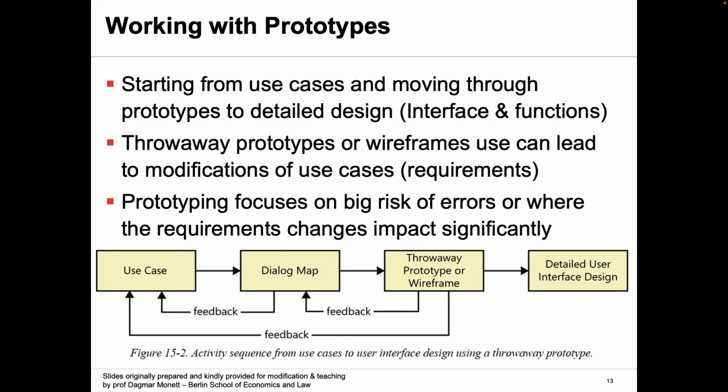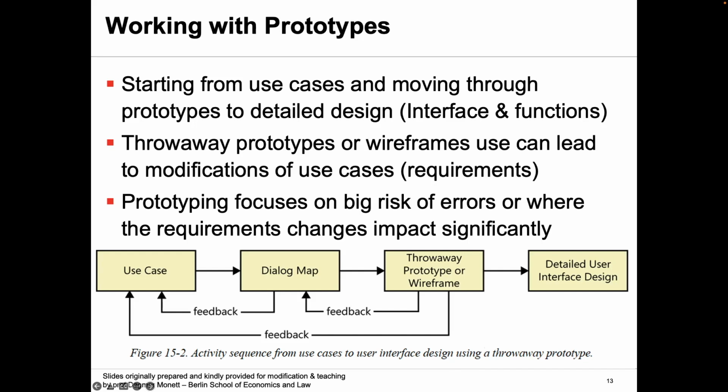So let me just show you. This one is just saying that you start with the use cases and you make a dialogue map where you are just showing how the different pages are going to interact with each other. Then you're going to make a throwaway prototype, which will then lead to a detailed user interface design. And obviously, when you have a prototype or a dialogue map, there's a lot of feedback from the user, just so that you can reduce any risk of errors or where the requirements need to change significantly. Okay.